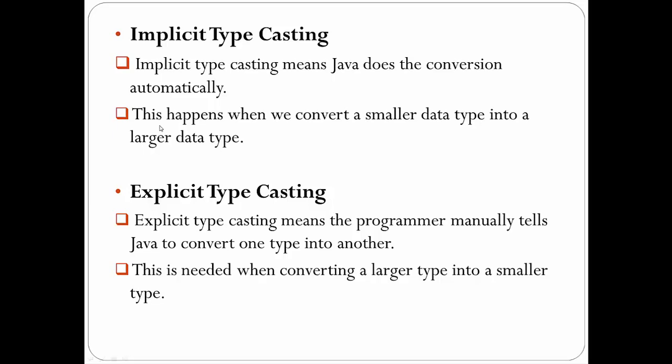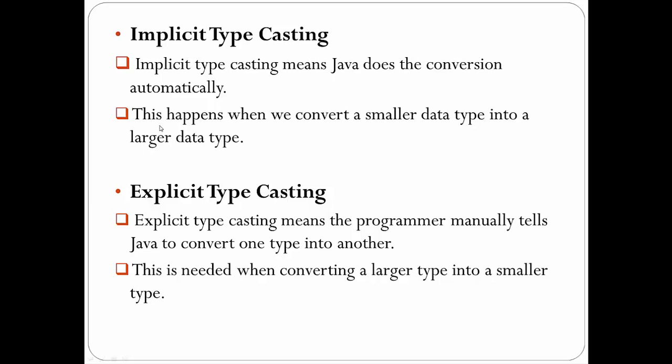Implicit typecasting means Java does the conversion automatically, and this happens when we convert a smaller data type into a larger one. So as we have seen in the previous example, if I want to convert byte into short, that'll be an example of implicit typecasting because byte is a smaller data type than short.